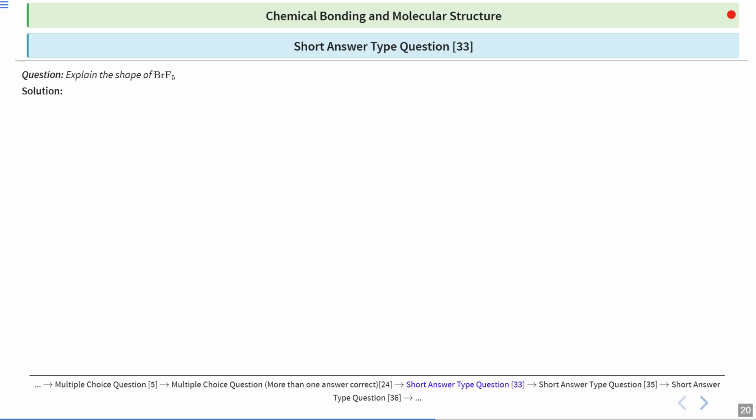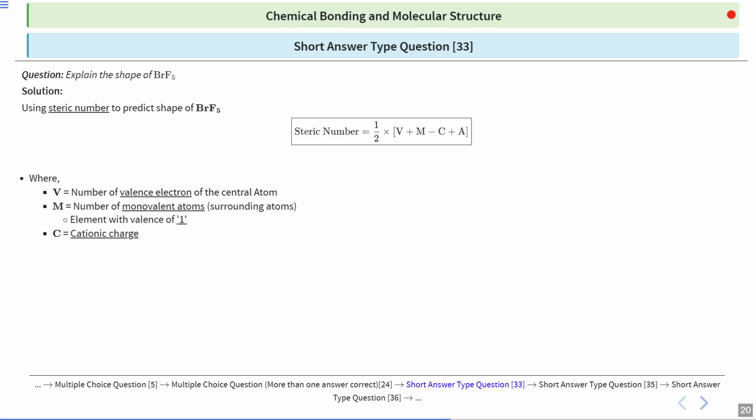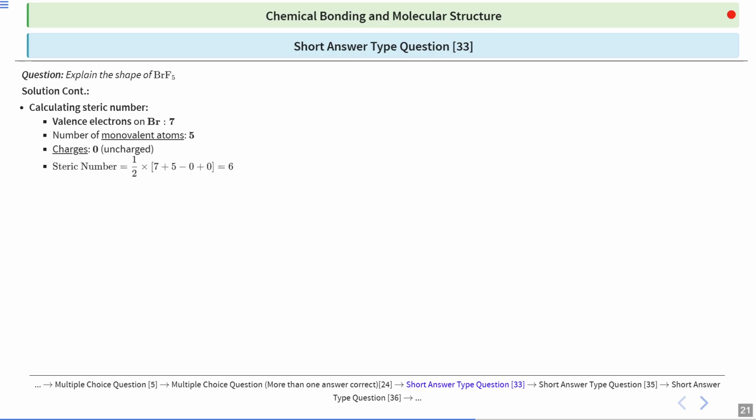I'm already seeing some answers. It will be square pyramidal, pentagonal bipyramidal. So let us see. If you look for the steric number of BrF5, then using this formula of steric number, where V is the number of valence electrons, M is the number of monovalent atoms, C is the cationic charge and A is the anionic charge, you can easily calculate the steric number. So first of all, let us write the number of valence electrons. 7 is the count. Then we have monovalent atoms as 5. Then we have charge as 0. So we can calculate the steric number as 6.